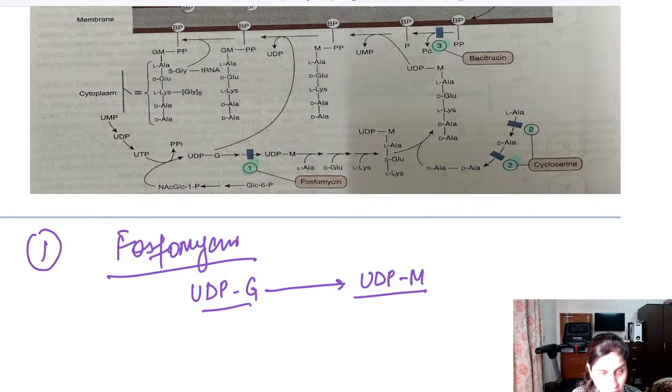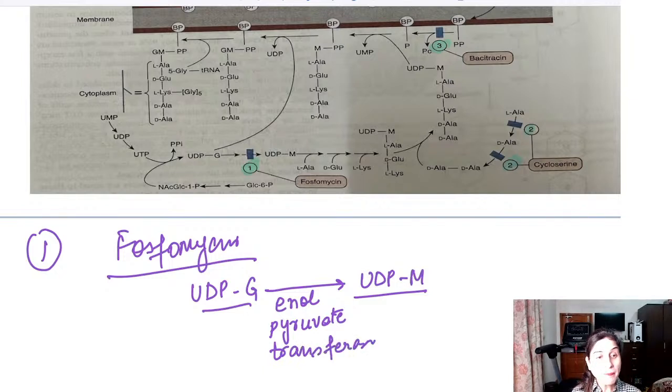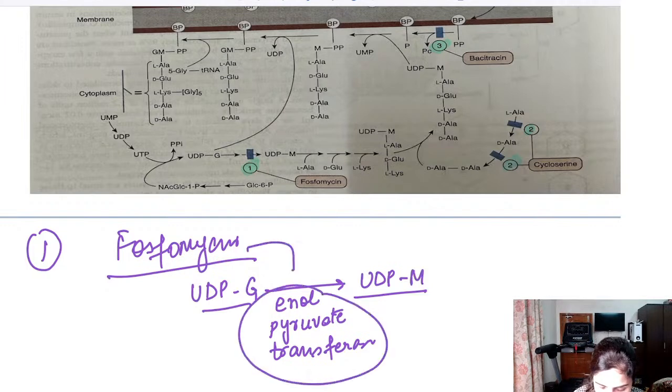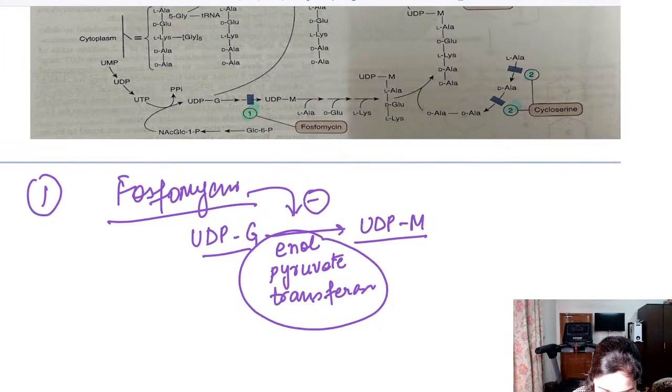And in this also there is an enzyme which is present, enol pyruvate transferase. Okay, so this fosfomycin inhibits this particular enzyme. So the first step is blocked, it inhibits the conversion of UDP-G to UDP-M or NAG to NAM. So this you should know. This is the first step, fosfomycin.